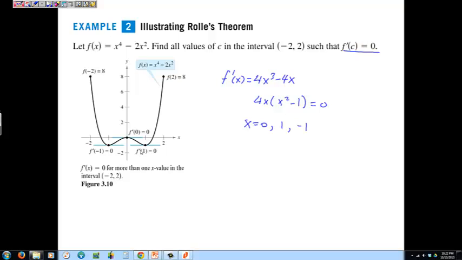So our answer is going to be, there are 3 zeros at these numbers, or there are going to be 3 c's. Now these are going to be my c's. Right? These are the c values. Okay? All right.